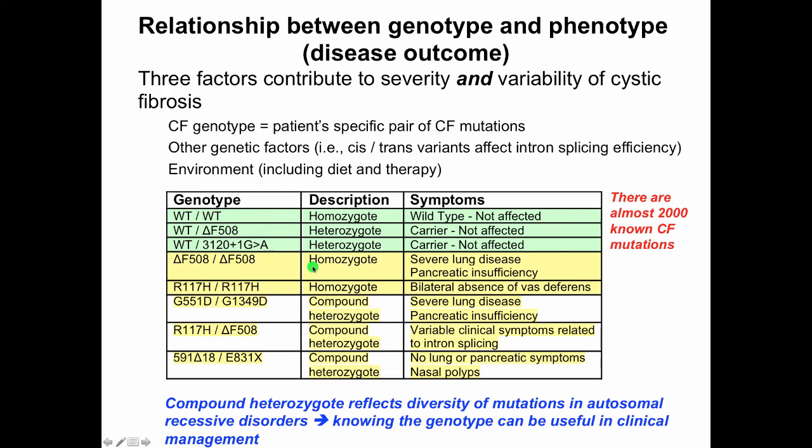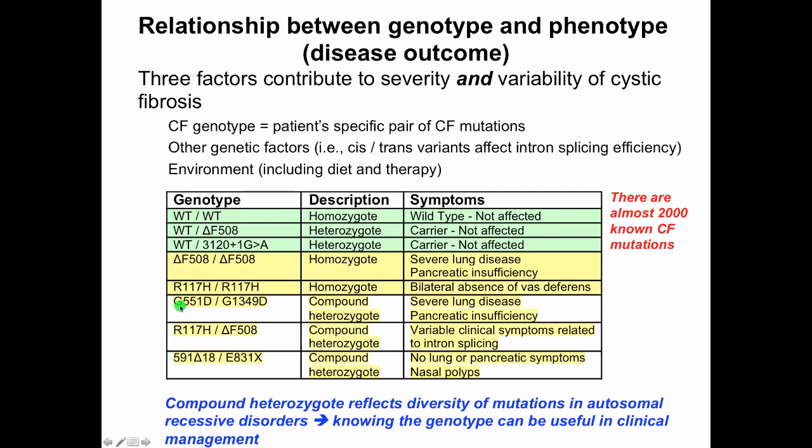On the other hand, here is a patient that has two mutant alleles. This would be a homozygous patient. This patient would happen to have severe lung disease and pancreatic insufficiency. Here's another homozygous individual. This individual has a bilateral absence of the vas deferens, but otherwise might not have as many severe conditions. These are homozygous recessive mutations, but we can also talk about individuals that are compound heterozygotes.